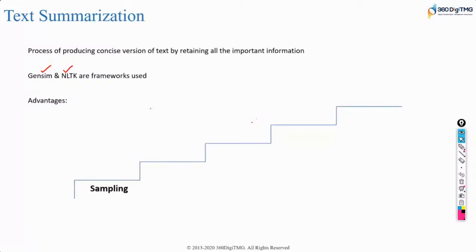Okay. Next, let us also discuss text summarization. What is text summarization? It is a process of producing a concise version of text by retaining all the important information. Gensim and NLTK are the frameworks which are used, and the advantages are that it can help you with respect to sampling.